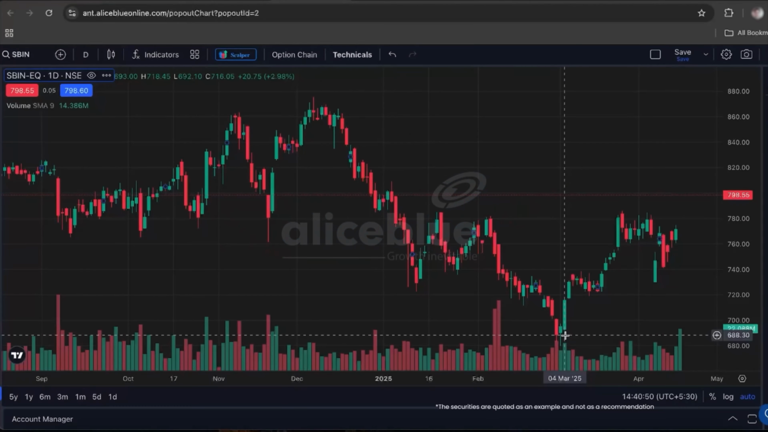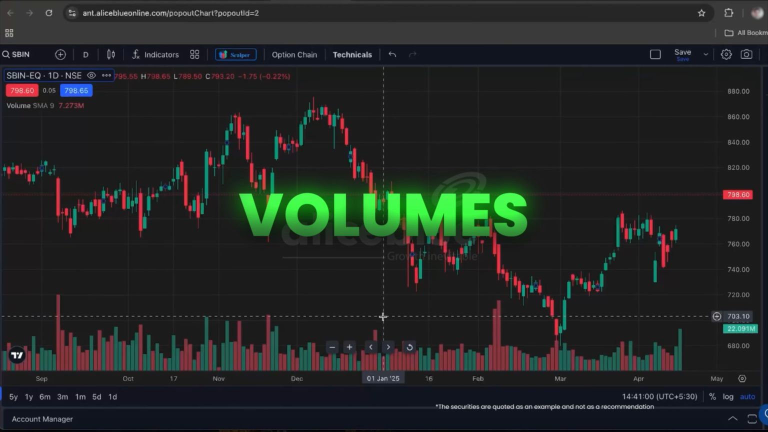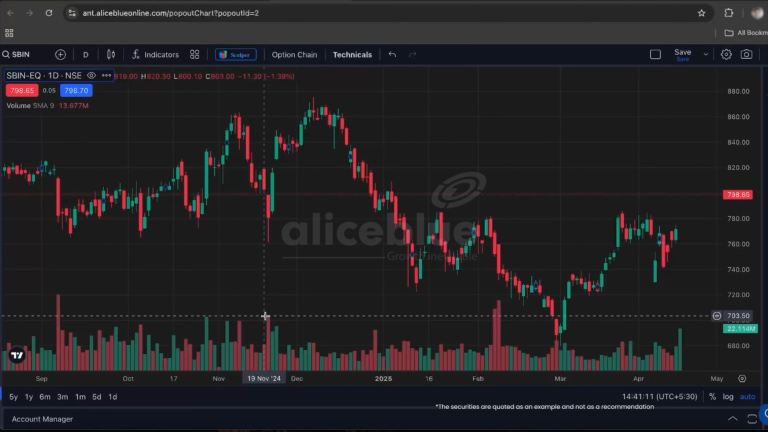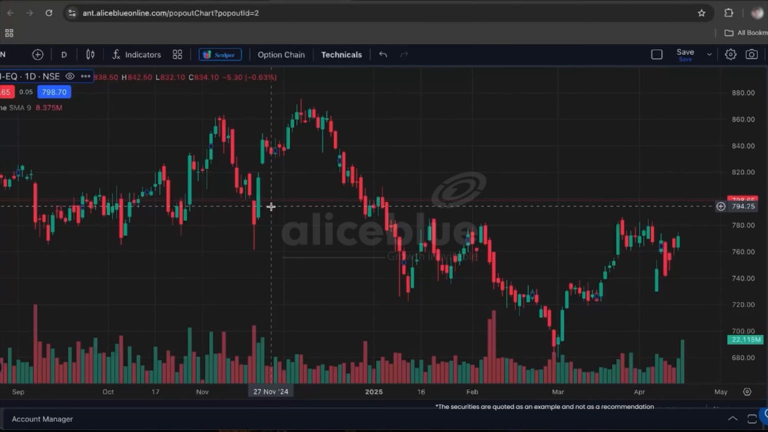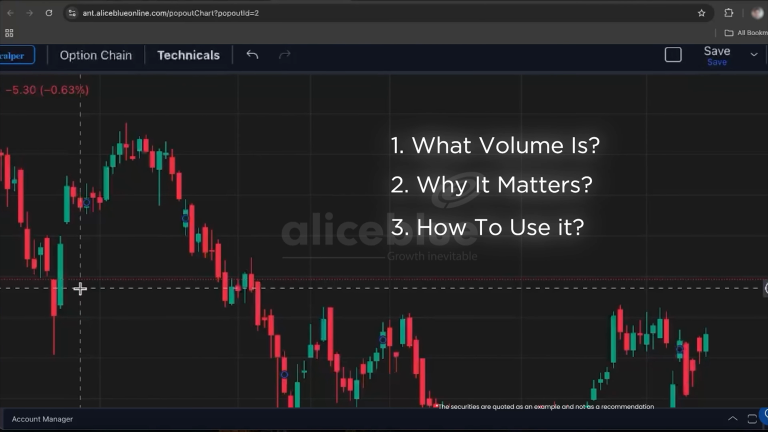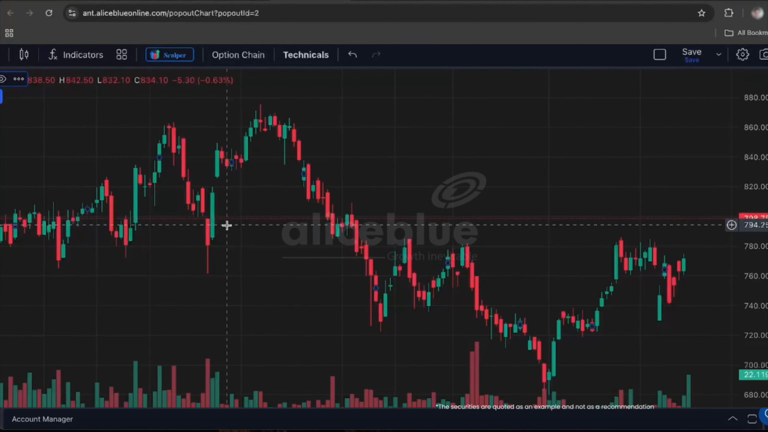Today we are discussing a very crucial concept in trading, and that is volumes. Have you ever wondered what these bars at the bottom of your stock chart mean? That's volume, and understanding it can seriously level up your trading game. In this video, we'll break down what volume is, why it matters, and how to use it to confirm trends or maybe spot any potential reversals.